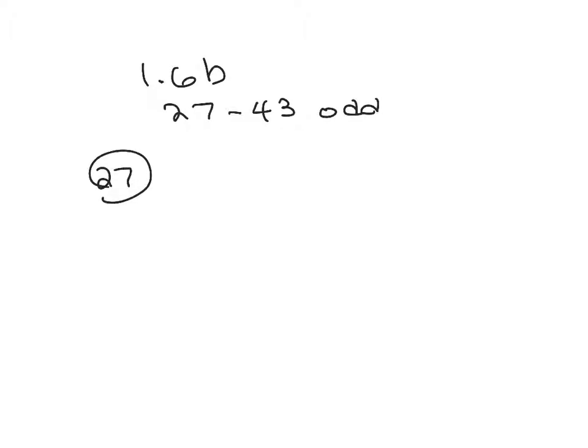Okay, in this video, I'm going to work out the homework from section 16B, and the problems were 27 through 43 odd. So the first one is number 27, and the problem is x minus the square root of 2x plus 3 equals 0.